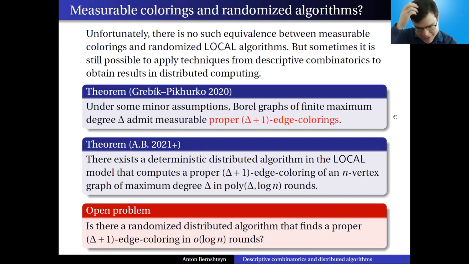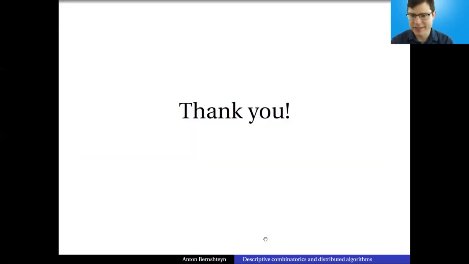And just to finish, since it's good form to finish on an open problem, it is entirely consistent with our current state of knowledge that there exists such a distributed algorithm, a randomized one, that runs in actually little o of log n rounds. This would imply the Grebík–Pikhurko theorem and even get rid of these minor technical assumptions. But I don't know how to do this, and this I think is a very interesting question. And that's all. Thank you very much.